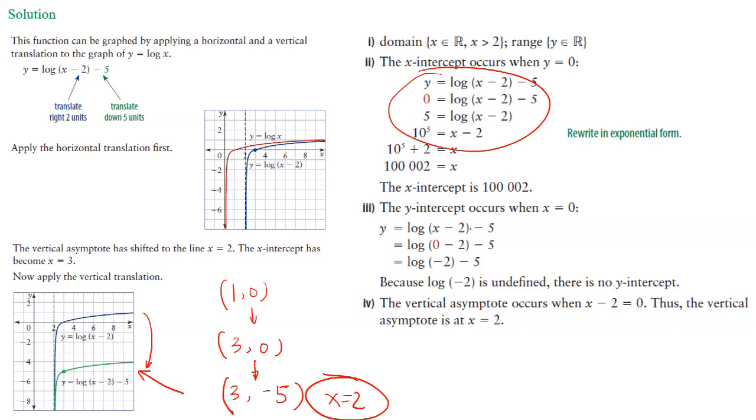And the y-intercept occurs when x is 0. But if you put x as 0 into the equation, you can find that log of minus 2 is not defined. So there's no y-intercept, right? And as we said, the vertical asymptote occurs when x minus 2 is 0. Thus, the vertical asymptote is now at x equals 2.